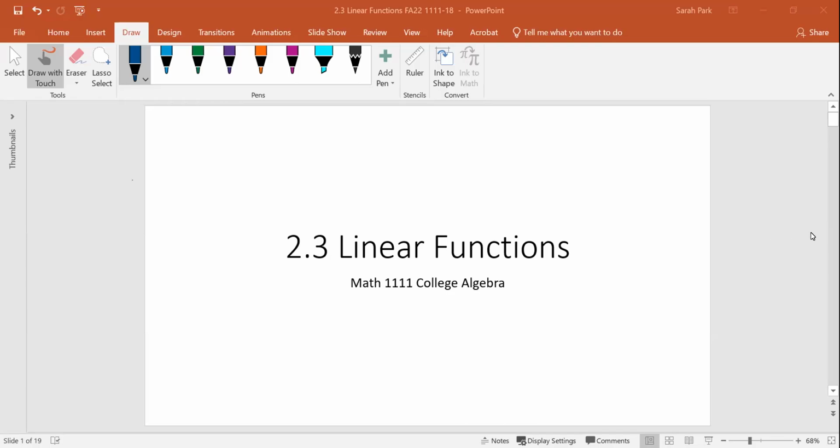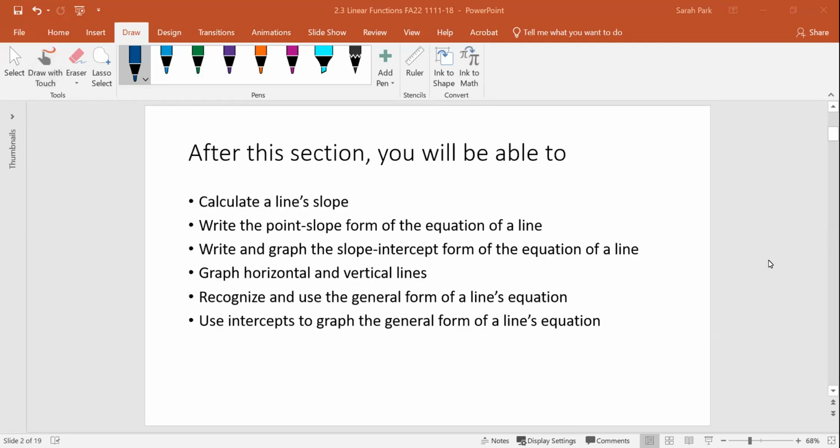Hi everyone, in this video we're going to take a look at linear functions. After this session, you will be able to do these 6 things: calculate a line slope, write the point slope form of a line, write and graph the slope-intercept form, also recognize and graph horizontal and vertical lines, also take a look at general form, and then finally use intercepts, x and y intercepts, to graph the general form of a line's equation.